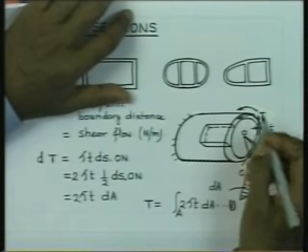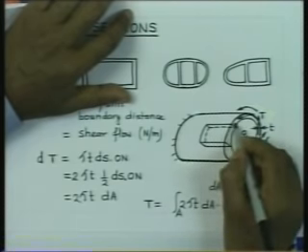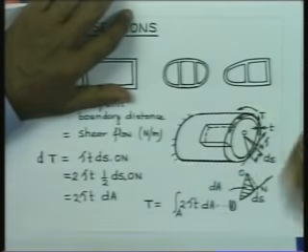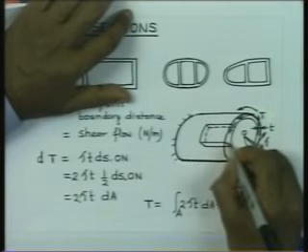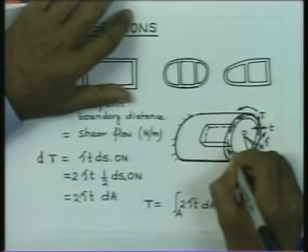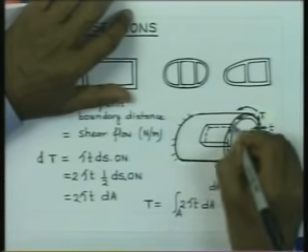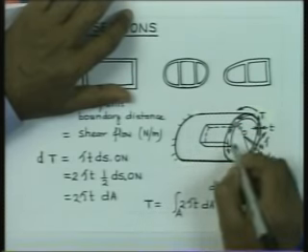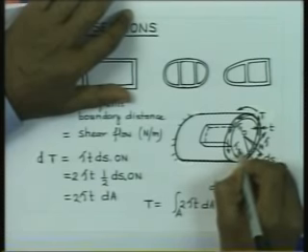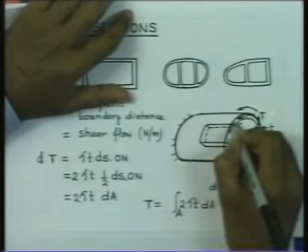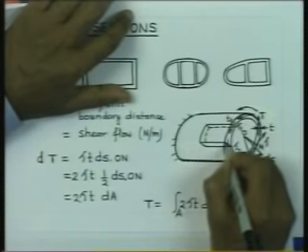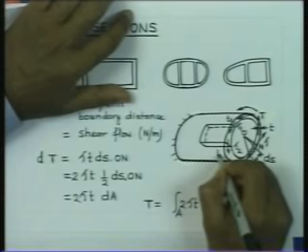Let us consider this element. The torque, that shear stress at this point is going to be acting like this. Shear stress here is going to be acting like this. Let us say that this shear stress is equal to tau 1, and the shear stress here is tau 2, and this thickness here is equal to T1, thickness here is equal to T2.